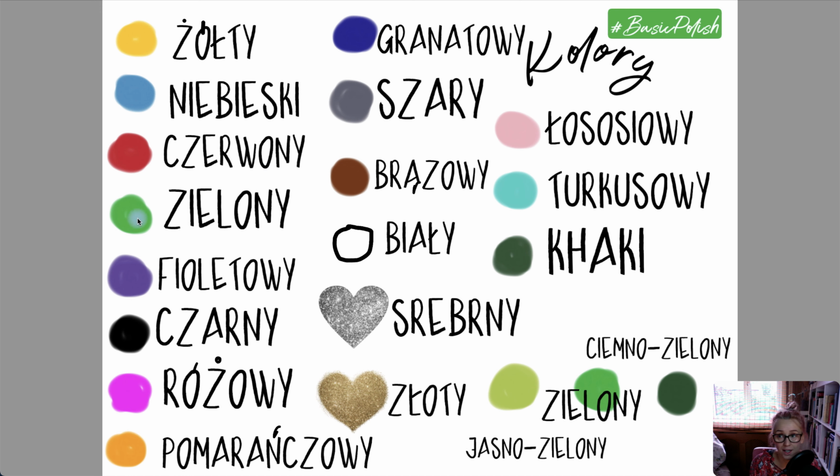Okay, let's go to green. Zielony, zielona, zielone. That's green. Three versions. Again, zie, very soft, right? It's kind of one syllable there. Zielone.